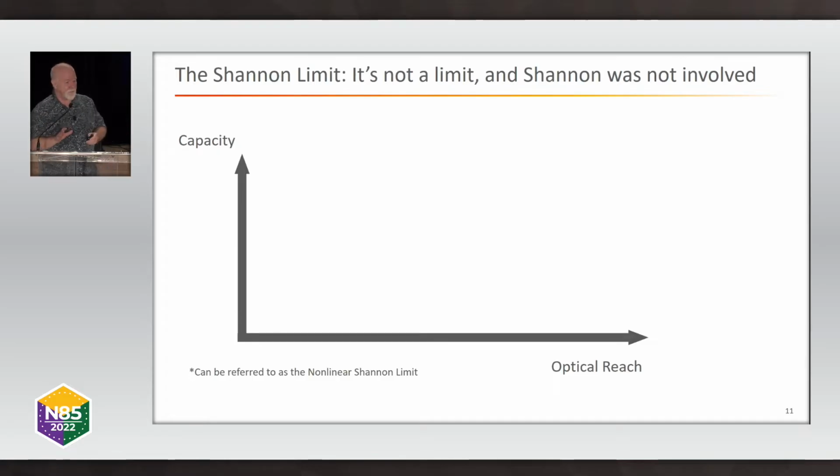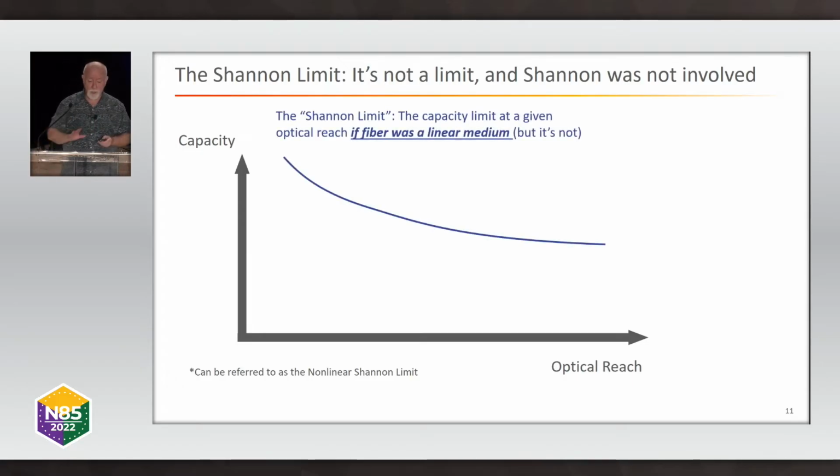Now, the Shannon limit that some people talk about, when we're applying this term to optical fiber, I would suggest to you that it's not really a limit and Shannon was not involved because he wasn't working with a nonlinear medium. So what am I talking about here? Well, this graph on the vertical axis is showing capacity, and the horizontal axis shows optical reach. Optical reach is really important for network economics. What it means is the distance that you can transmit at a particular data rate without needing to digitally regenerate the signal. You can amplify. Amplifiers are analog. If you have to digitally regenerate, that's going to cost you a lot of money.